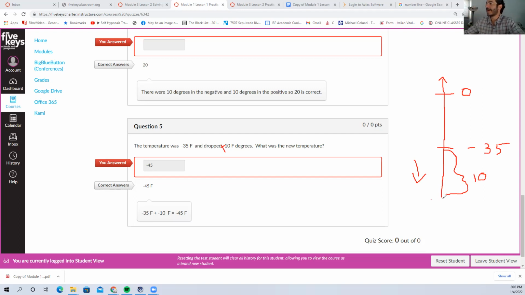All right, and am I in the negative or the positive? Well, I'm underneath the 0. So that would mean I'm in the negative, negative 45. And they want me to put the units too. So I'm going to draw an F there. Okay, that's it. Completo, no más. Stop share.